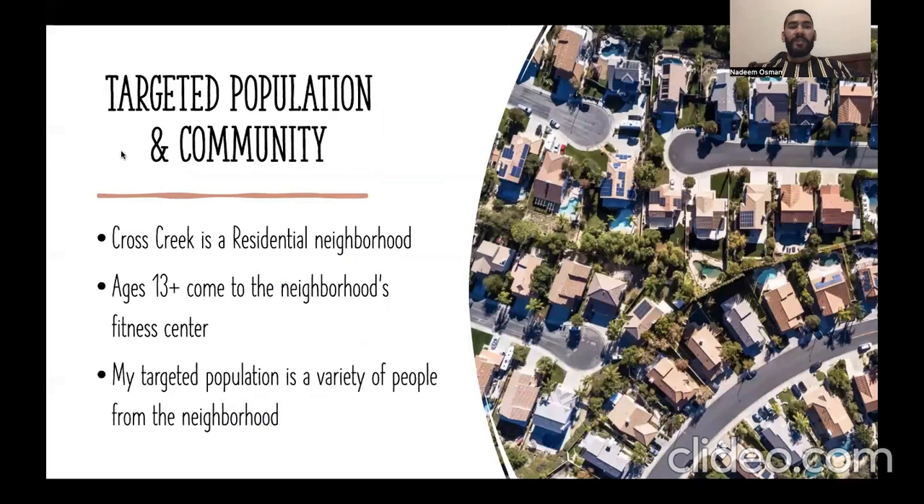Now, my target population community was a residential neighborhood called Cross Creek. Ages 13 plus come to the neighborhood's fitness center to get their workouts in or join group fitness classes. My target population is a variety of people from this neighborhood. I wanted to make sure that even the seniors could participate in my challenge. Additionally, anybody who has limitations such as injuries has multiple categories to pick from and hopefully will be able to do one.